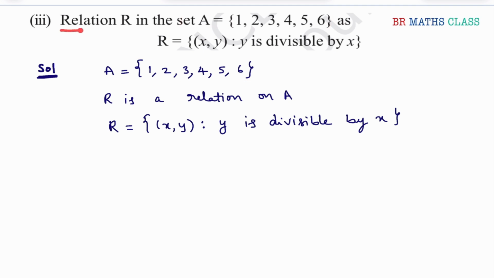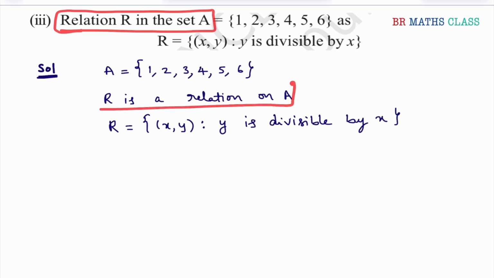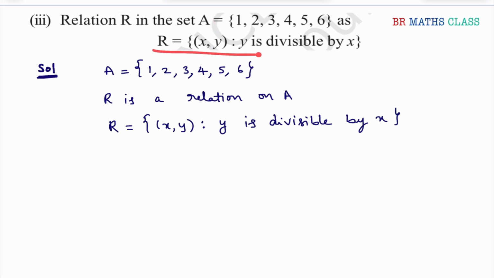Second step is how the relation is related to the set. They gave that R is a relation on A. That means R is a relation from A to A, that means R is a subset of A cross A. And the main important thing is how the relation is defined. They define the relation like this: R equal to the ordered pairs (x, y) such that y is divisible by x.